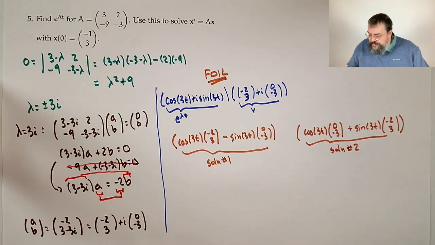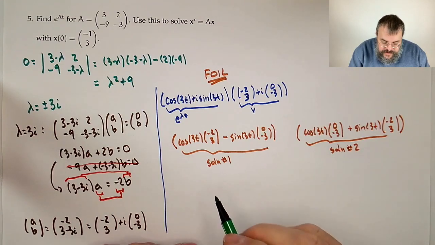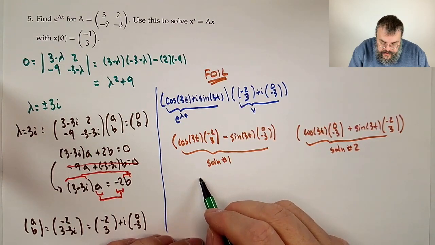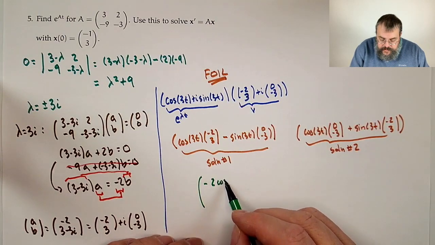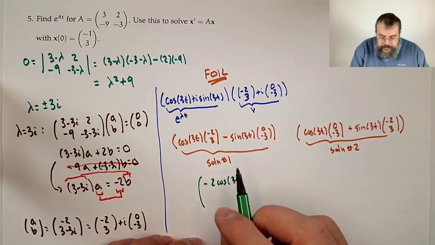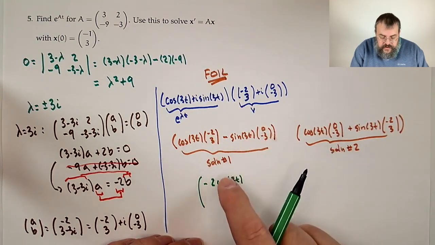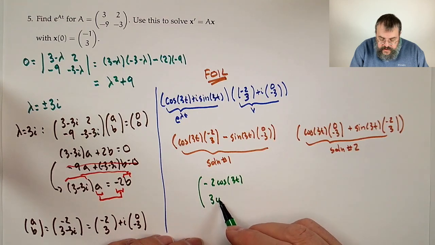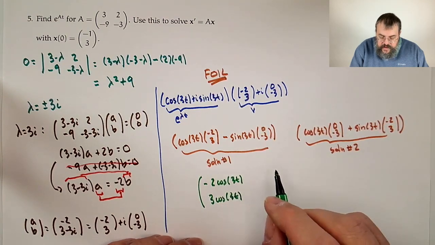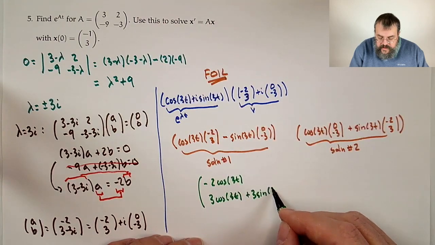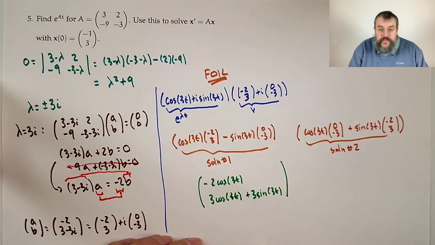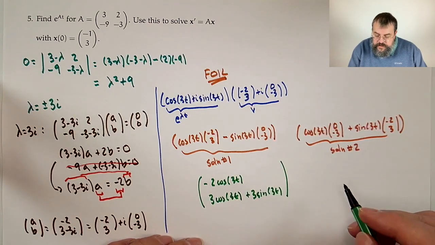All right, so we have solution number 1 and solution number 2. Now what we'll do is we'll actually mush them together. So if we were to do that, well, here we'd have minus 2 times cosine 3t, and then 0, and then 3 cosine 3t, and minus minus would be plus 3 sine 3t. Okay, so there's solution number 1.